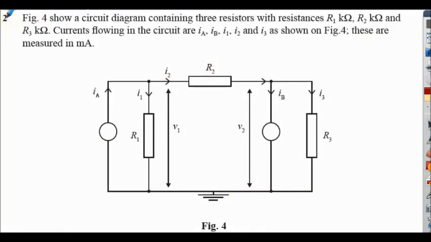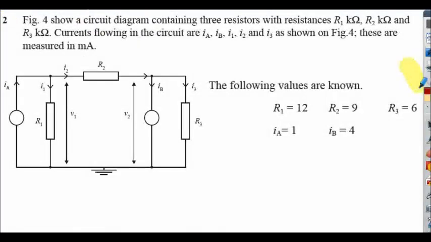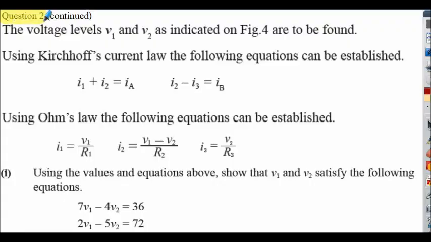This question 2 relates to our electrical circuit shown here in figure 4. Gives us some information in the question related to resistances and currents. Question 2 continued. Part 1 here, using the values in the equations shown above, we've got to show that V1 and V2 satisfy these two equations.